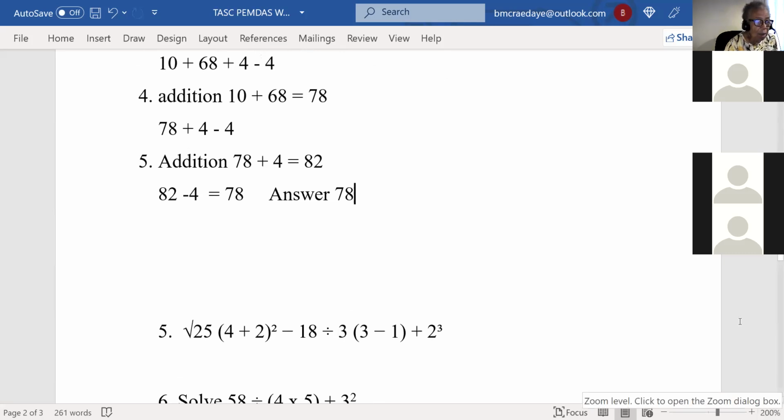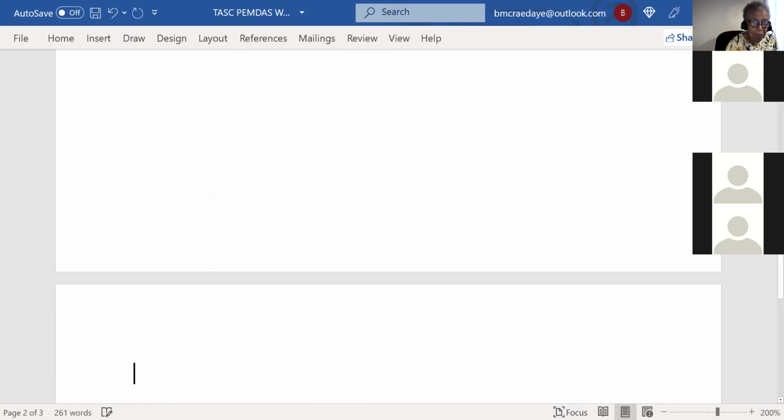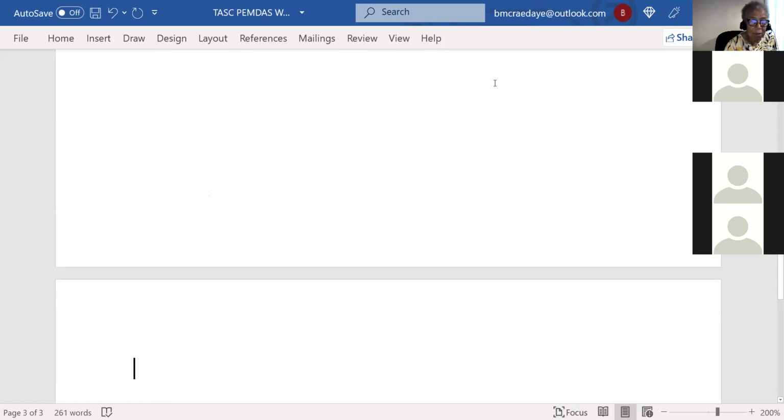Now we want to do number 5. Oh, you're trying to get the Zoom, right? Okay. Someone helping Alva, I guess.